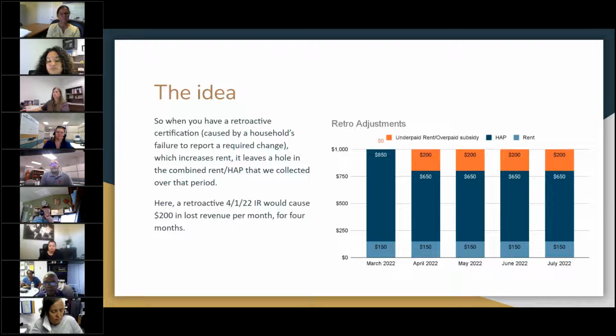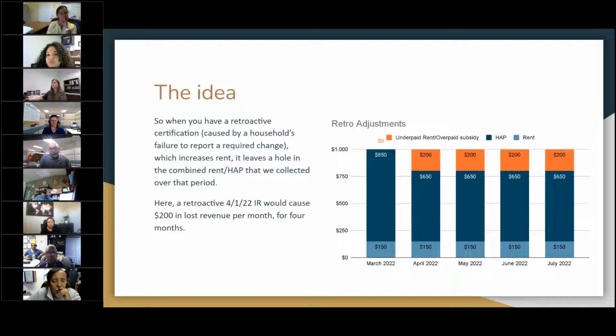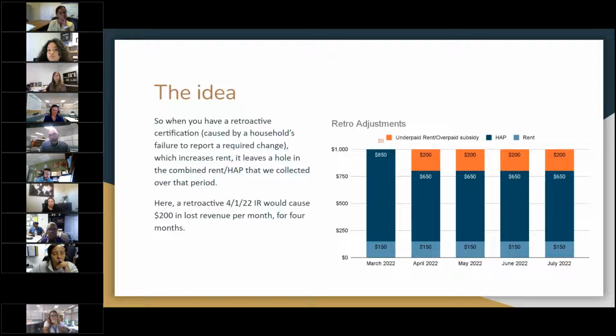So when you have a retroactive adjustment, and again, I'm going to say this like 30 times in the next hour, caused by the household's failure to report a required change, if that results in a rent increase, it really does leave a hole in the amount of subsidy that's owed, or the amount of rent that we can collect. So here in this example, we have a 4122 IR, which increased rent and decreased subsidy by $200 per month, resulting in $800 that we just don't have, right? And there's a difference. This is fundamental, but it helps. There's a difference between the amount we charge and the amount we collect. That makes perfect sense on the surface, right? But what's happening is we're charging these amounts, we're collecting these amounts, and then several months later, we're adjusting what we should have collected.